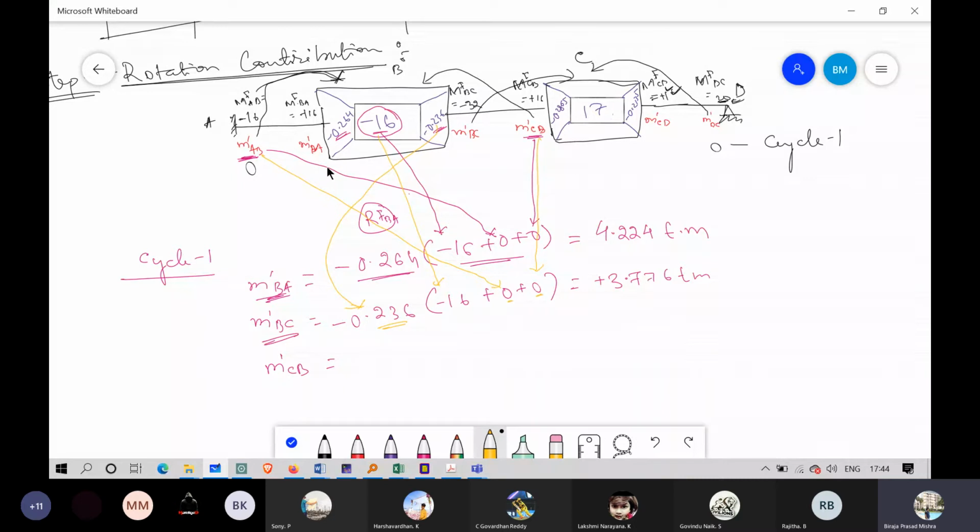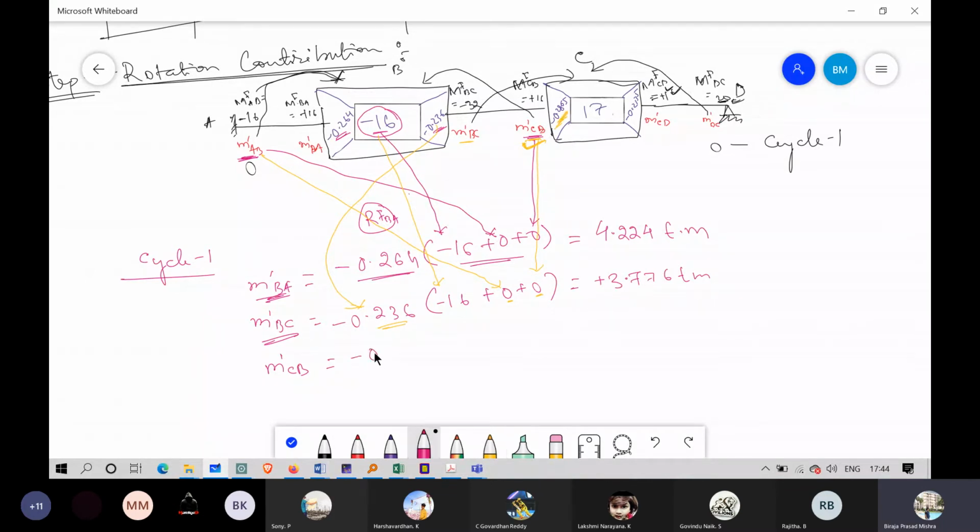Sorry, not BA, the M bar AB will change subsequently. Basically these two values will change. Now if I want to find the value of M bar CB, M bar CB will be this one.